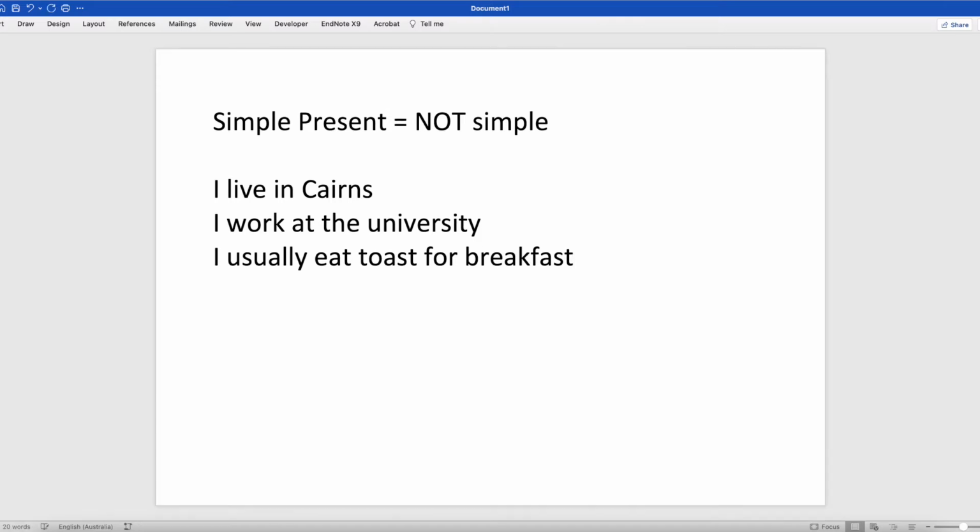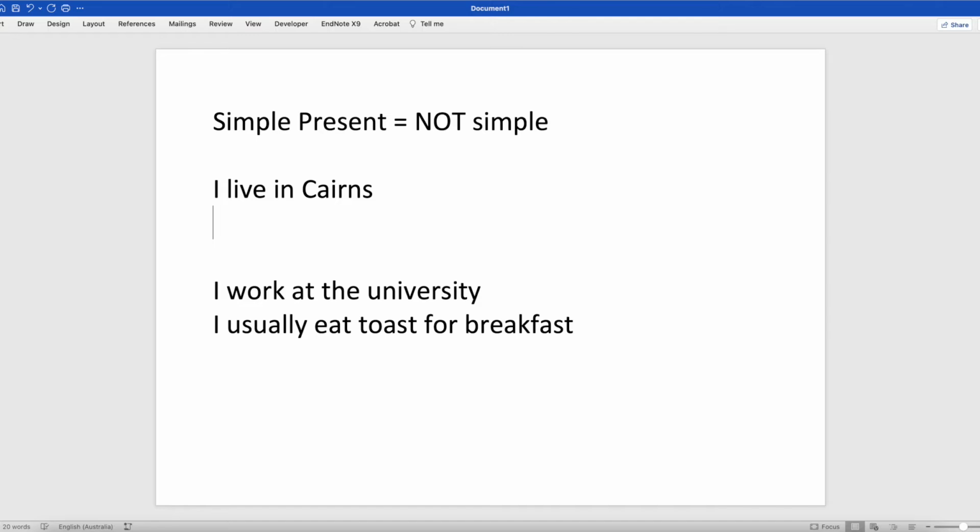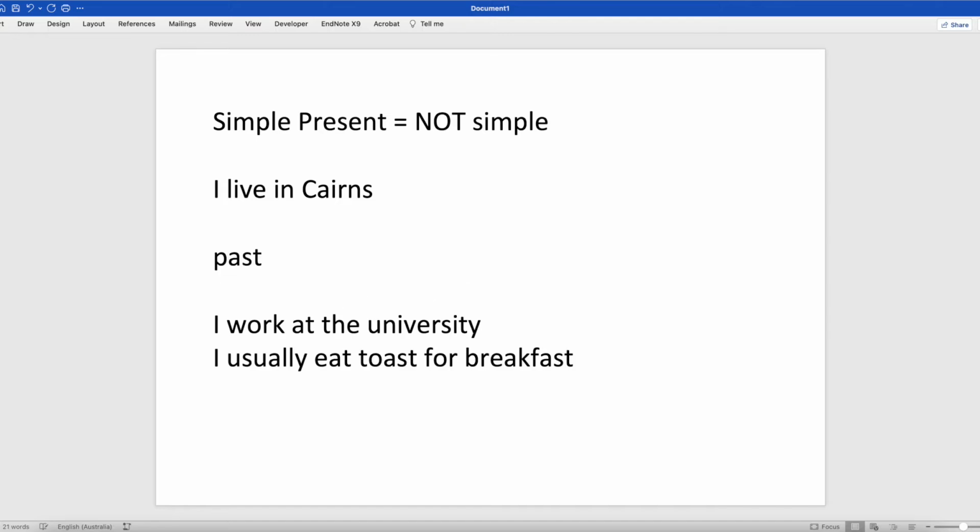So the point I want to make today is that although we call it the simple present, it's not really simple, because when you say I live in Cairns, that doesn't just mean at this moment. So I live in Cairns means I lived there yesterday, I live there today, and most likely I'm going to live there in the future. And so actually we have all three tenses represented in this sentence, I live in Cairns. We've got past and present and future all combined into one.